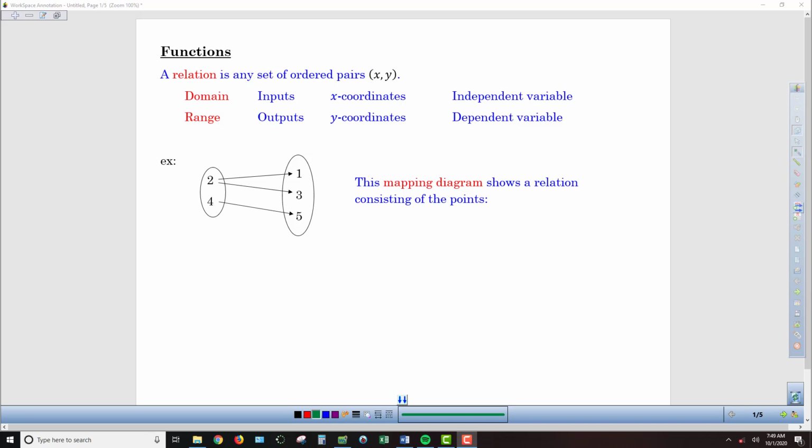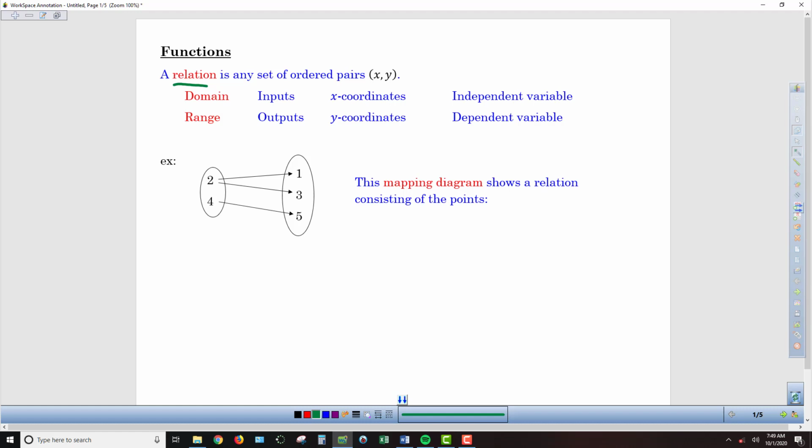Before getting into functions, we first have to understand the definition of a relation. A relation is any set of ordered pairs (x, y). This could be as many as one or two ordered pairs, or it could be an infinite set of ordered pairs, and there are really no rules that those ordered pairs have to follow. They can be stacked on top of each other, in a vertical or horizontal line, in a circle, a curved line. It can be anything.